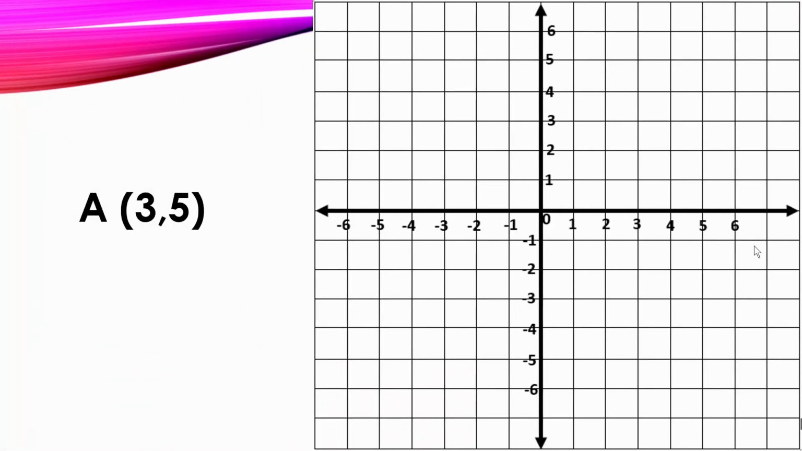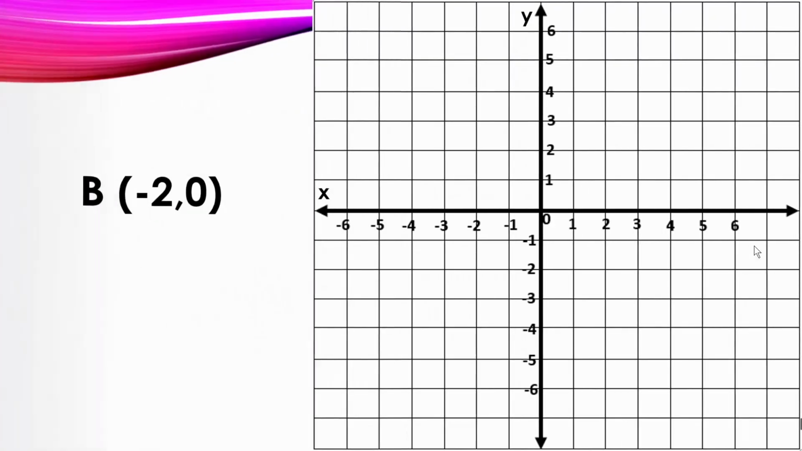Let us now plot point A. Again, where is our starting point? Correct, our starting point is at the origin. Since the first coordinate is positive 3, we need to move 3 units to the right. 1, 2, 3. The second coordinate is positive 5. From this point, we need to move 5 units upward. 1, 2, 3, 4, and 5. This is now point A. We can name it as point (3, 5) or simply point A. And this point lies in quadrant 1.